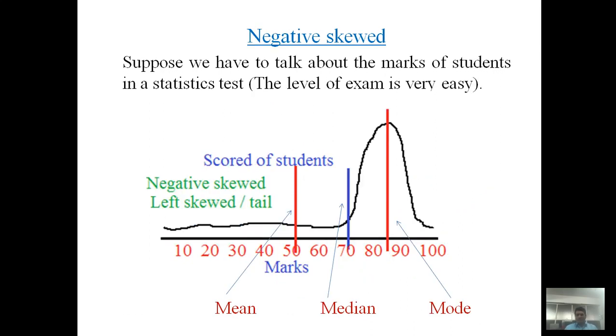Finally, we have to see the third type of skewness, that is negative skewness, also known as negative skew. To understand what negative skewness is, let's consider one example. In this example, we talk about the marks of students in a particular statistics test.